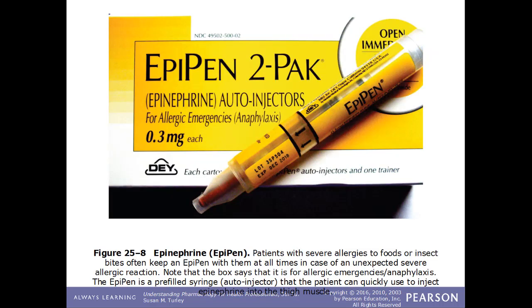In this image we have an example of an EpiPen. Again, it looks similar to a normal pen that you would write with. It has a dose of epinephrine inside it. So for those people who have severe allergies, whether it be to insect stings or peanuts or shellfish, any severe allergy, they need to carry something like this with them at all times.